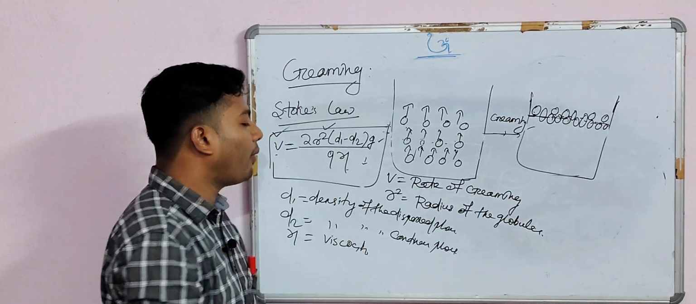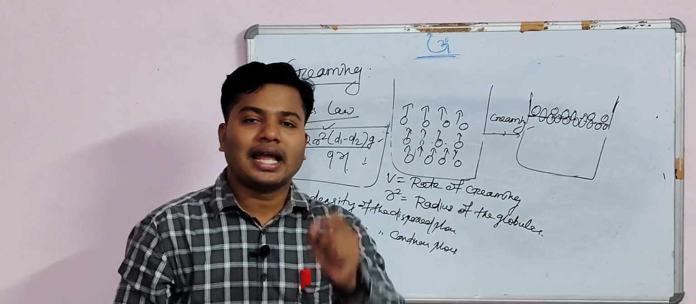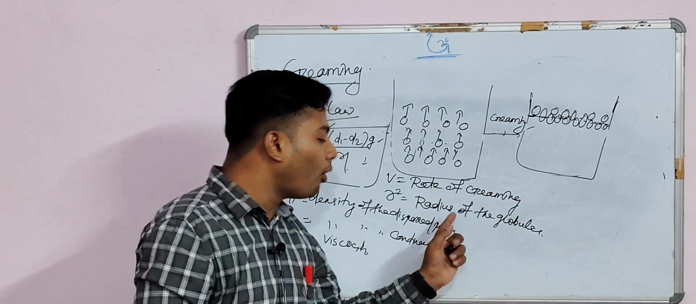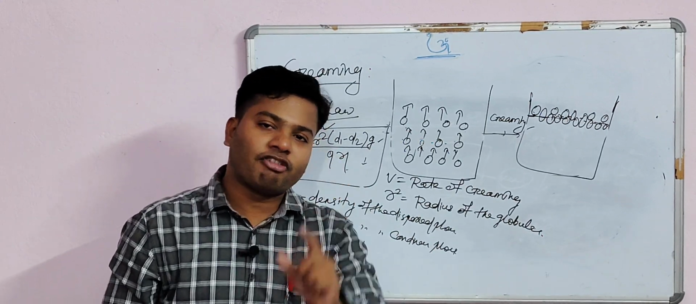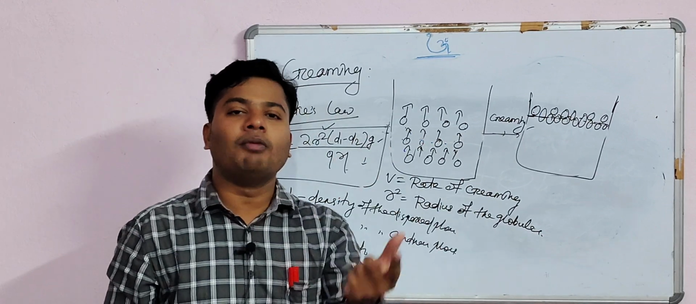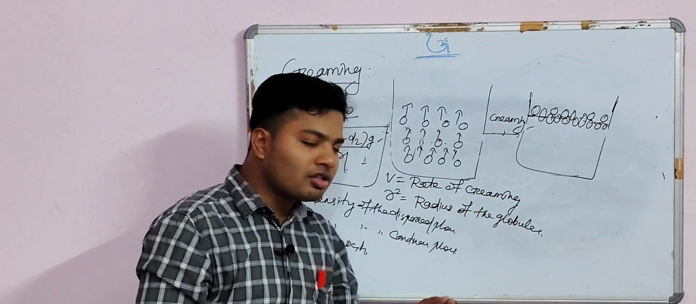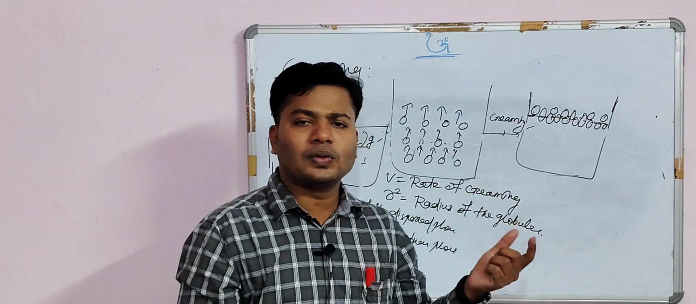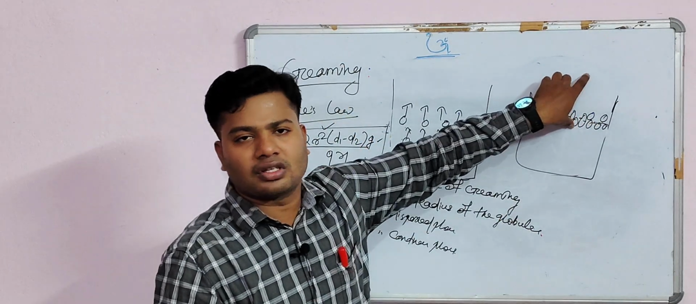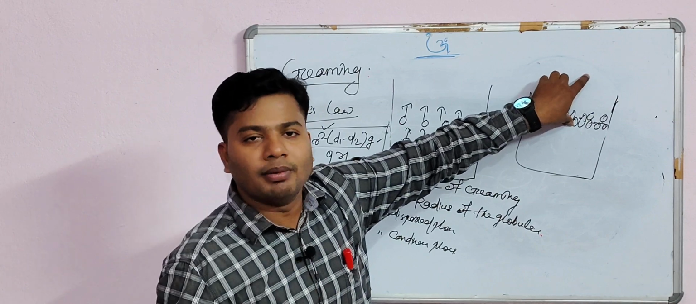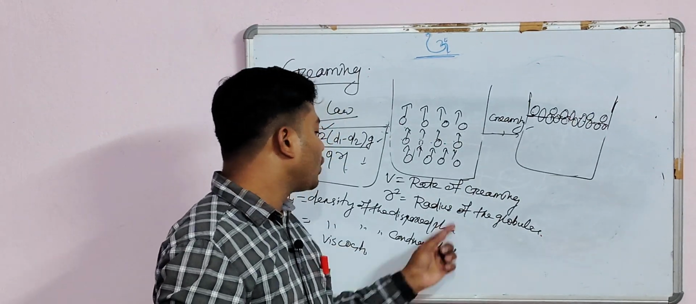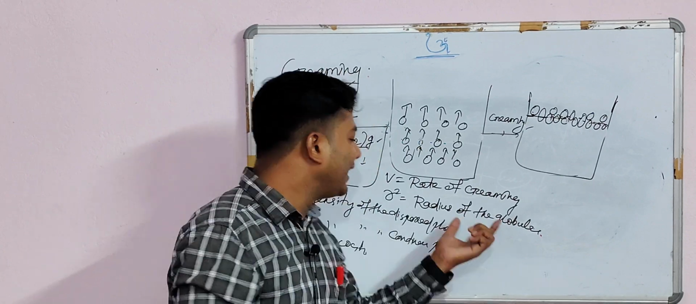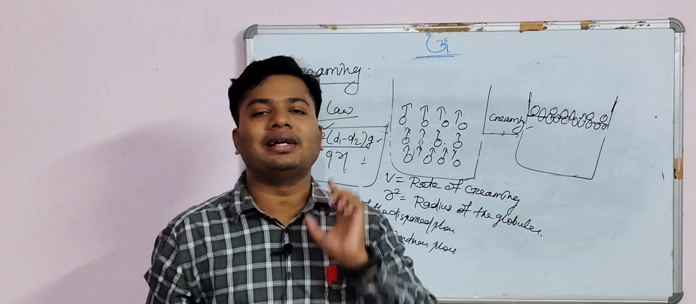Now come to the radius of the globules. If the globule size is increased, then definitely the rate of creaming will be more. How? If the globule size is more, the globules attach to each other and float on the surface, so the rate of creaming will be more. If the globule size is decreased, then the rate of creaming will be decreased.